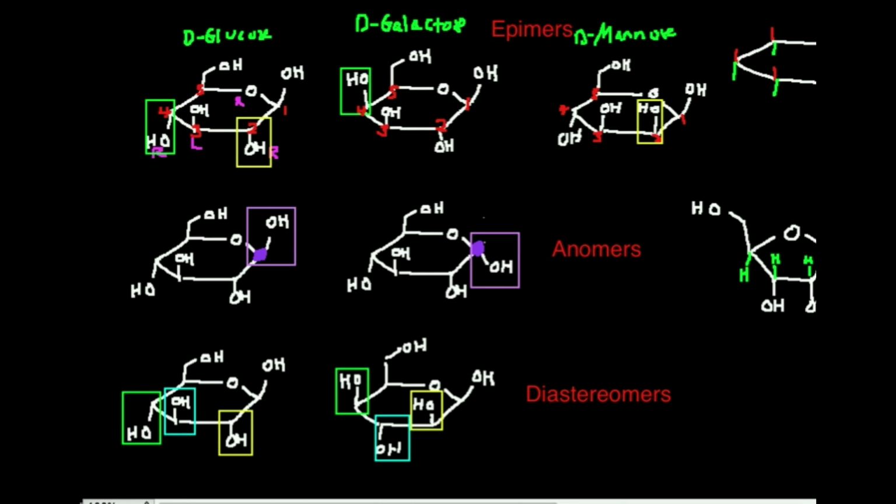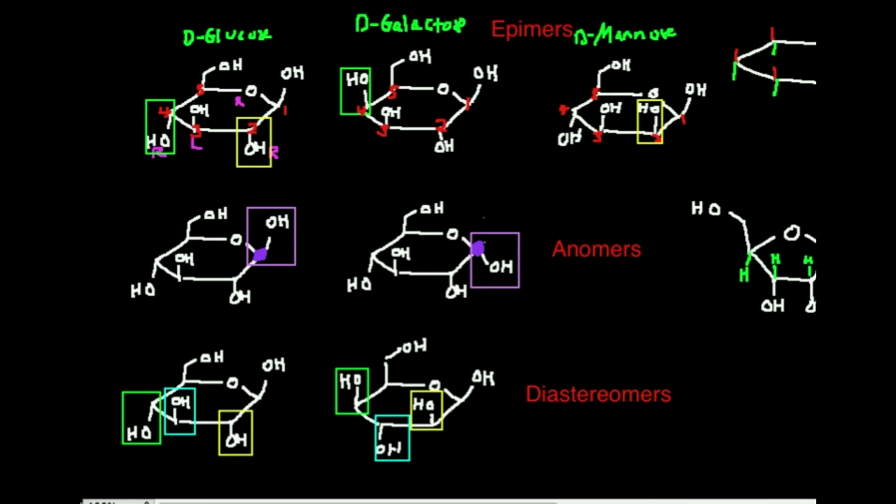Now a question. Glucose is an epimer of galactose. Why? Because the only difference is the position of the OH at the 4th carbon. Glucose is an epimer of mannose. Why? Because the only carbon that they differ at is 2. On glucose, the OH goes down on 2. On mannose, the OH goes up on 2.